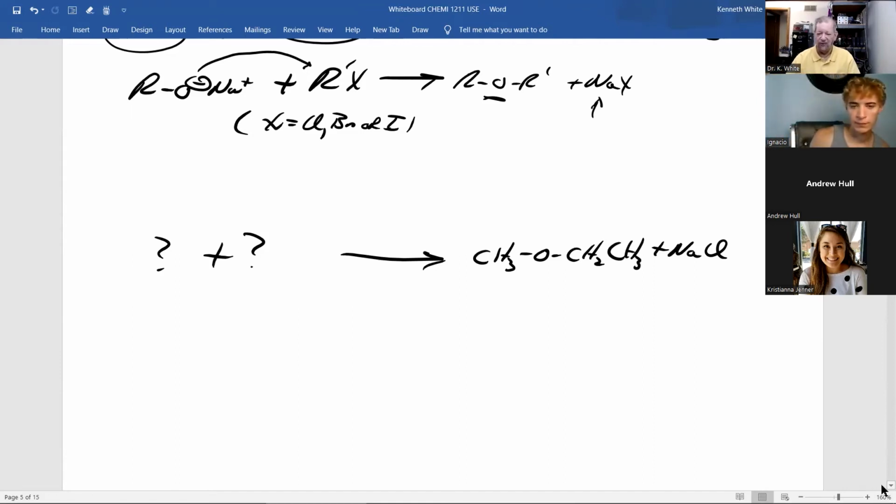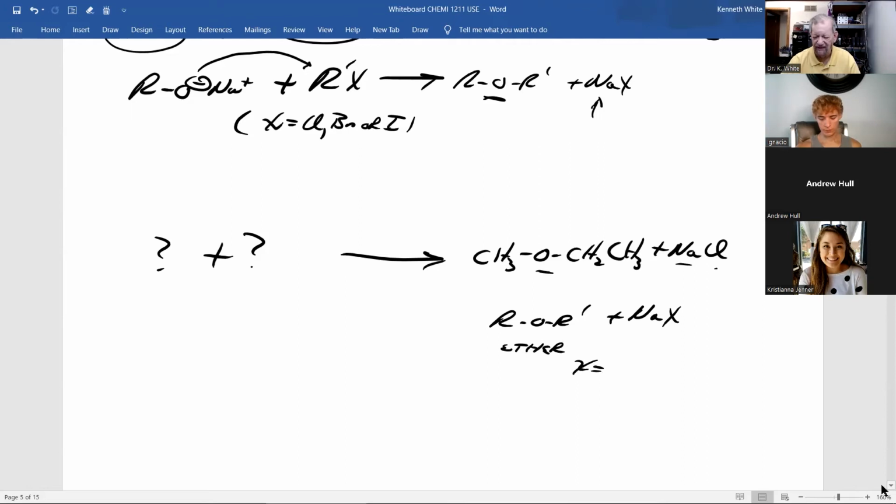It's time to get to work. How do you do this? You look for what's different, what's not carbon, what's not hydrogen. Ooh, oxygen with carbons here and carbons here. This is an ether. And ooh, we got something here, sodium chloride. That's a salt. Remember, X can be chlorine, which it is in this example, bromine or iodine.